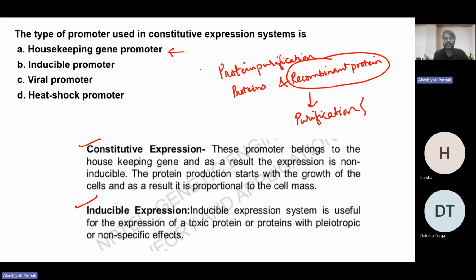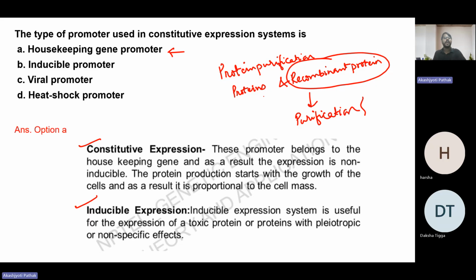So that is what the constitutive expression system means. There are certain proteins which are always expressed, even when you don't add the inducer. Some proteins required for division and growth of the bacteria, and proteins involved in biochemical reactions, will always get expressed. Those are called constitutive expression, and those are called the housekeeping genes.